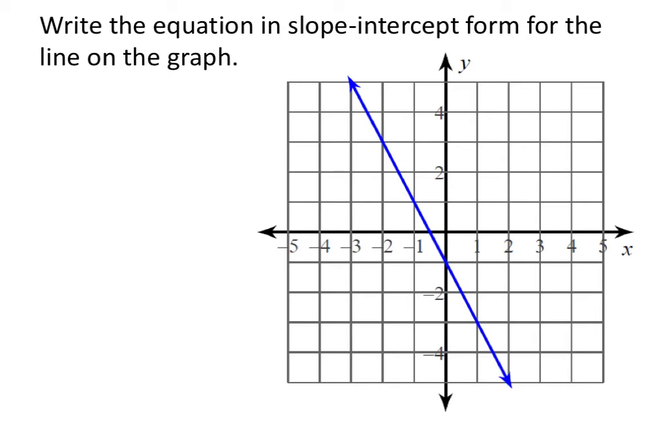Write this equation in slope-intercept form. No problem. Here we go. This one, by the way, just by looking at this graph, I can see that it's going down from left to right, which means I know the slope is going to be negative. Not that that's super important because we can use the formula for this one anyways.